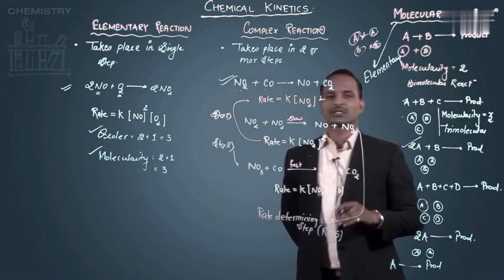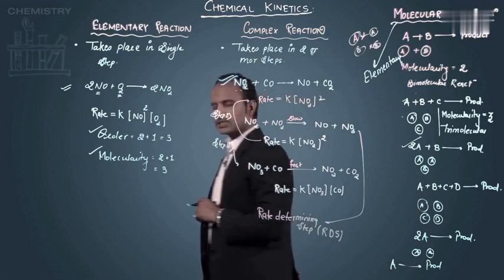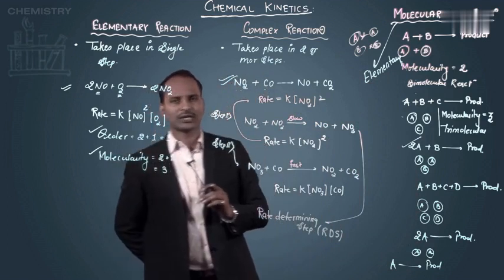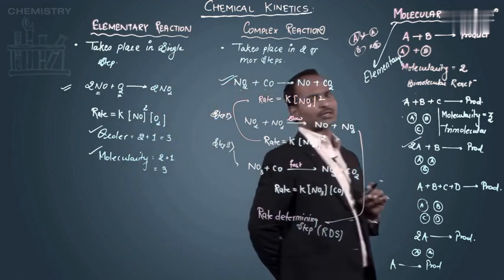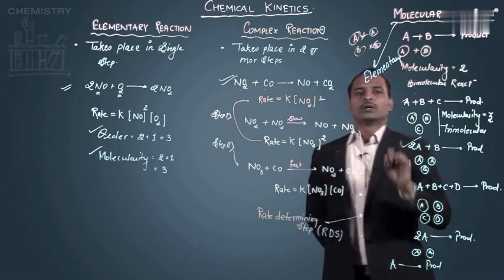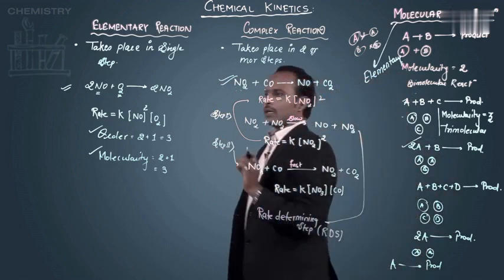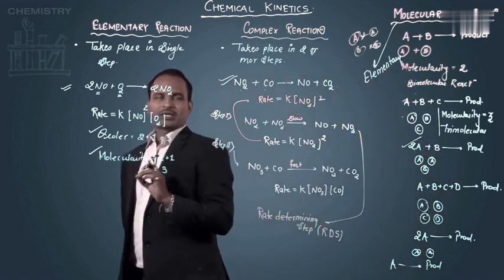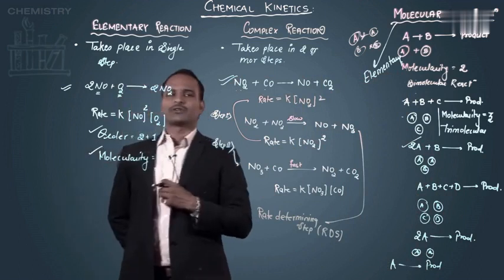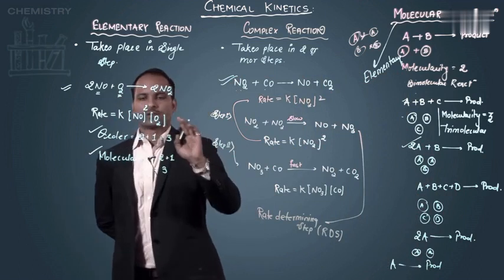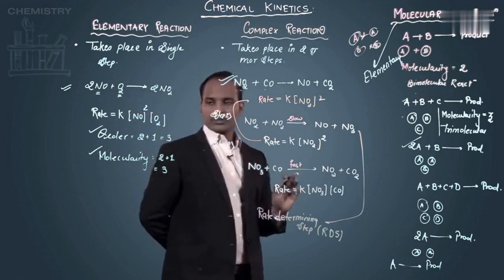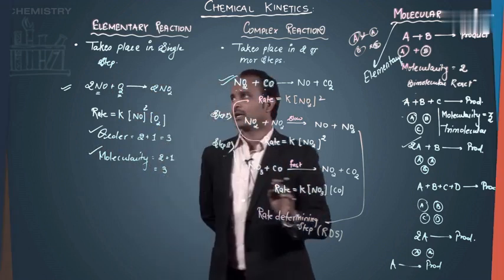The molecularity definition itself says that the molecularity of a reaction is defined as the number of reactant molecules colliding in an elementary reaction. That is the definition. The definition itself involves the word elementary. So this is about the molecularity of a reaction.